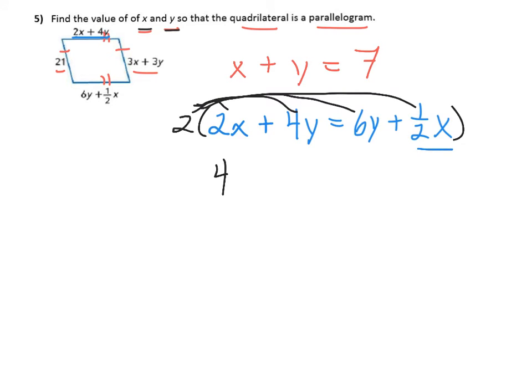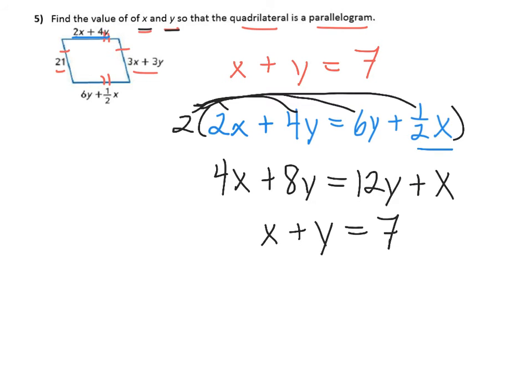So now I'm going to have 4x plus 8y equals 12y plus x. And then my other equation from up above, that one was just x plus y equals 7. Okay, so now I have two equations that are going to be a little bit easier to deal with. I think my best bet in going around to solve this is going to be to use substitution. And to do that, I'm going to rewrite this equation just in terms of x.